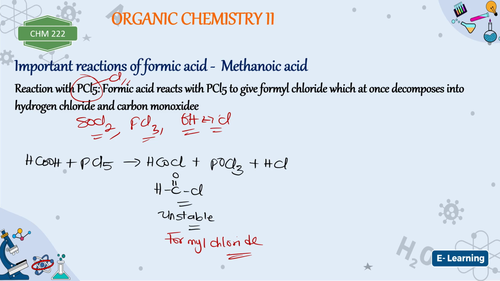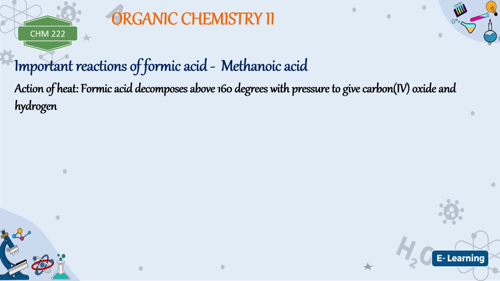Now, action of heat. Whenever you see heat act on carboxylic acid, especially formic acid, it is going to decompose it to give us carbon dioxide and hydrogen. Is that okay? So we are going to have something like this, HCOOH, passing it through heat.